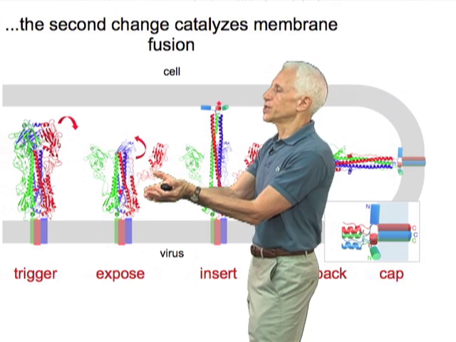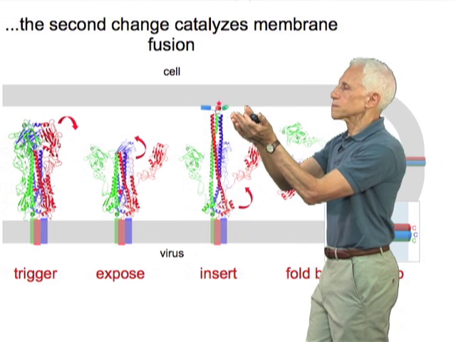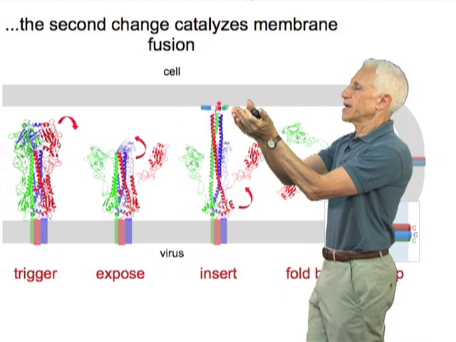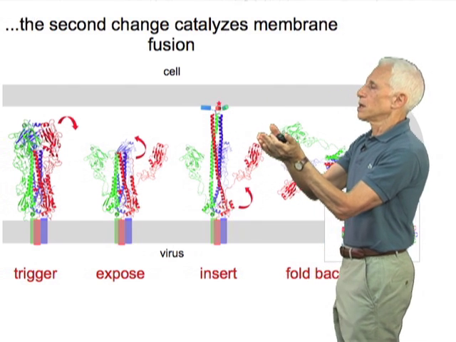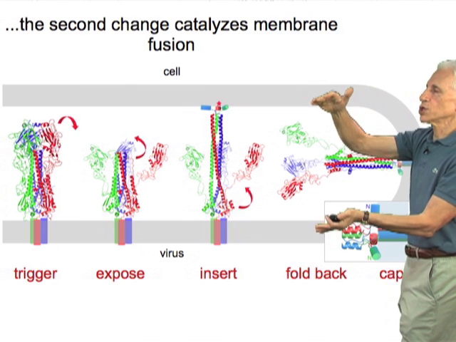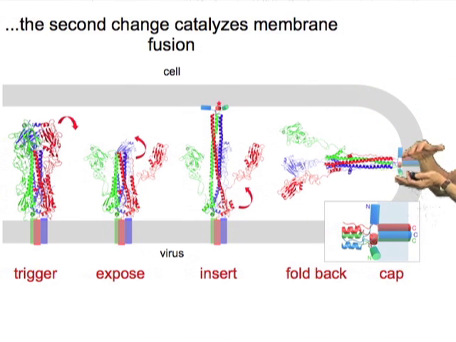That is, it allows the fusion peptide to flip up, associate with the target bilayer, and then, along with the rest of the protein, collapse together to squeeze the two bilayers together, leading to membrane fusion.